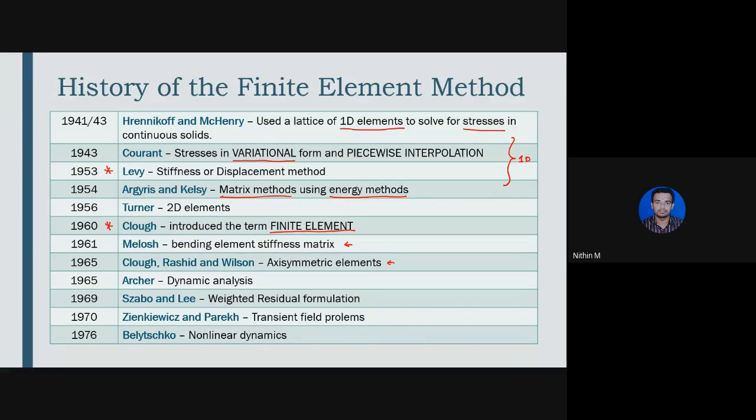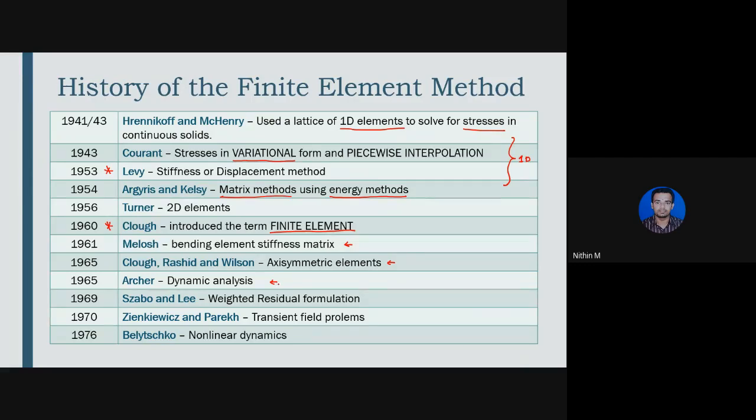Based on the same concept, these three engineers developed axisymmetric elements. This was in the year 1965. Again in the same year, the concept of finite element formulation was extended to vibration analysis, that is dynamic analysis. So these two things happened in the year 1965.